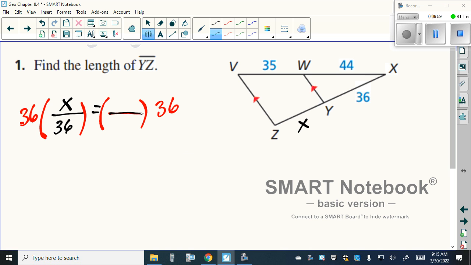And the reason I say that is because if we look at this here, x is this length, yes? What side corresponds to it? The 35 should be on top, and the 44 should be on bottom. Now, as we saw in the last one, these will simplify to 1. And now we need to multiply 35 over 44 by 36.